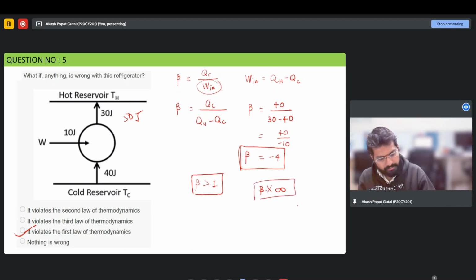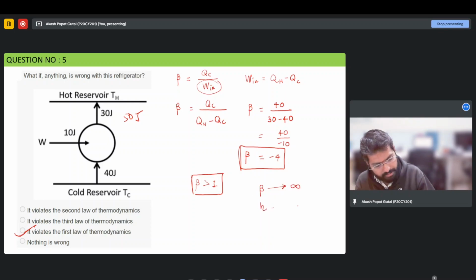Beta tends to infinity, I will write in a different way. Beta, the coefficient of performance, tends to infinity, and eta tends to 1. It is never possible.